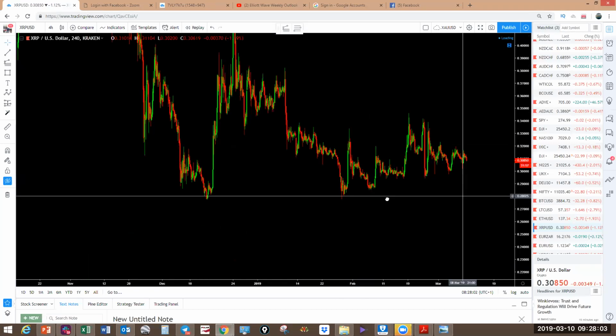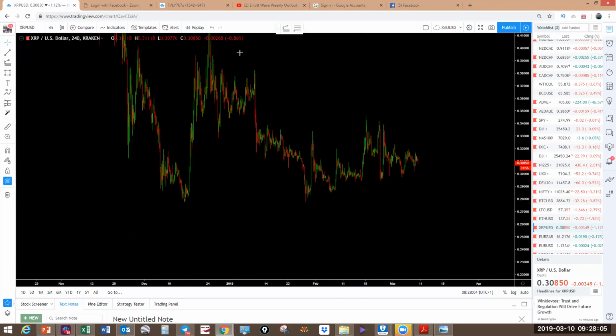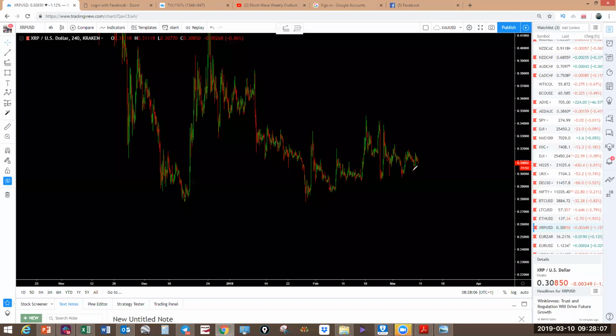It doesn't have to touch that. So here is the 4-hour. We're looking for this. This could still be doing something like this. You've got a corrective structure there, something like that. Then you come down and retest the low. Then you're going to have this corrective structure here.